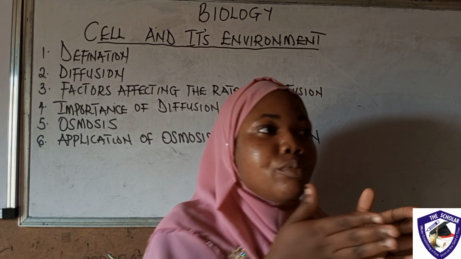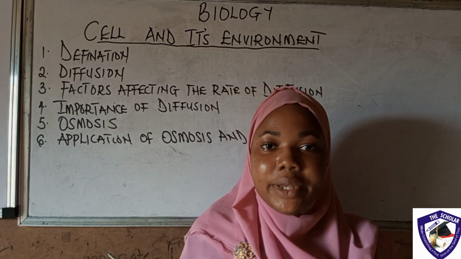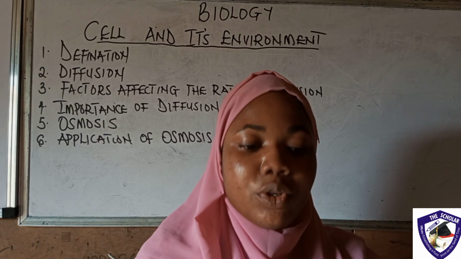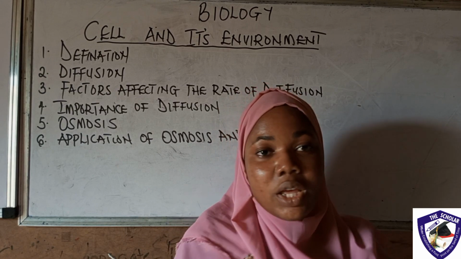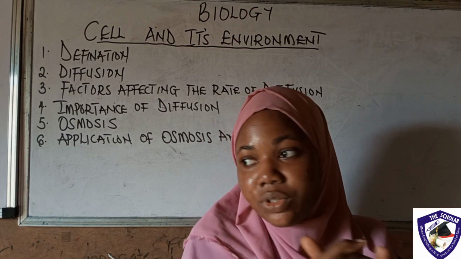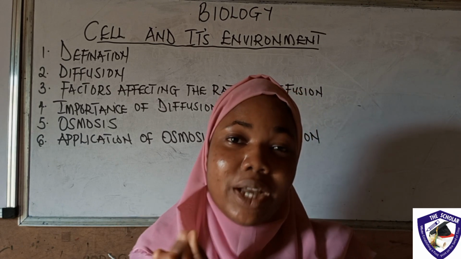Now for a movement to occur from the strongest to the weakest, when the movement is equal, you can say that it is what we know as isotonic. That means it's moving equally from both the concentrated, the stronger one, to the weaker concentration. That is what we know as isotonic.